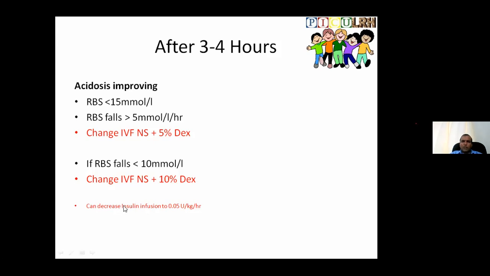If the sugars are dropping further, you can decrease the insulin infusion to 0.05 units per kg per hour. So, I'm not very happy about this, but you have to do it because the aim is to use some insulin to switch off ketoacidosis. At the same time, keep the sugar at a higher level, so you can maintain the osmolarity. This is basically we are trying to maintain osmolarity.